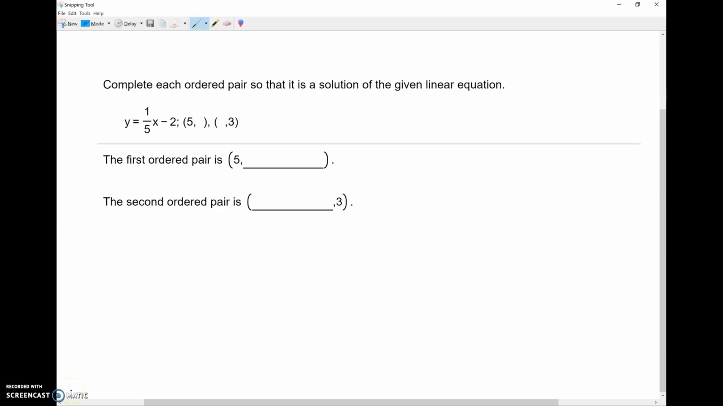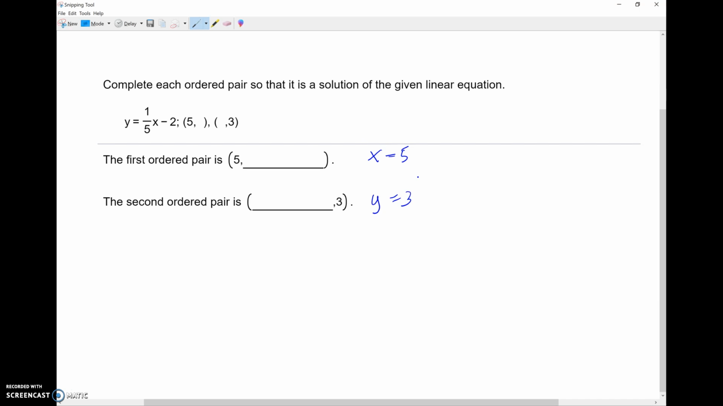This problem is from section 10.1, in which we're introducing ordered pairs. As you notice, we have an equation, y equals 1/5 x minus 2. In the first ordered pair, we know that x is equal to 5. And in the second ordered pair, we have y equals 3. So what we have to do, as the instructions say, is complete each ordered pair so that it is a solution of the given linear equation.